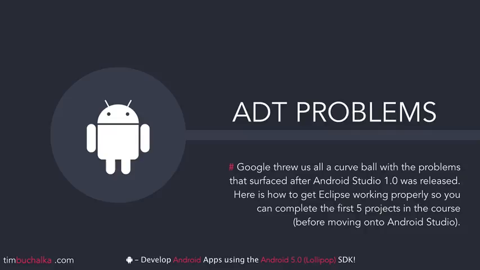So what this video is all about is showing you how you can complete the first 5 projects in this course where we're using the Android developer tools, which is Eclipse, before we move on to Android Studio. So if you are having problems with Eclipse, this is a video to watch to get some solutions. If, however, everything's working fine in Eclipse and you haven't got any problems, you don't need to watch it. So without further ado, let's get into it.